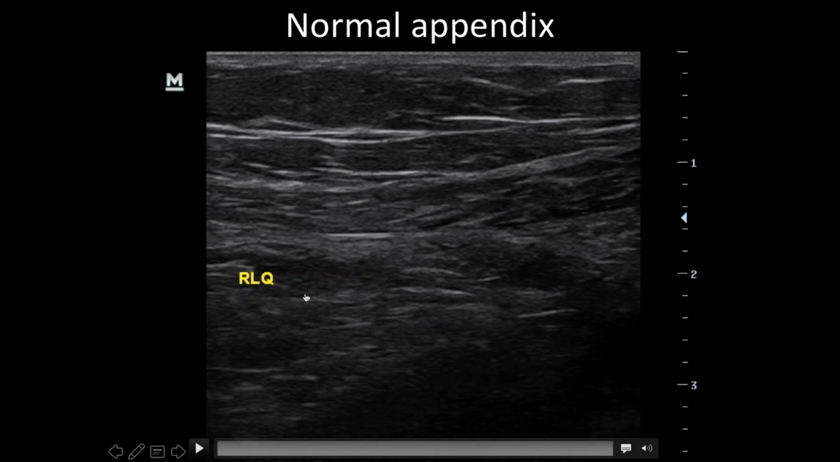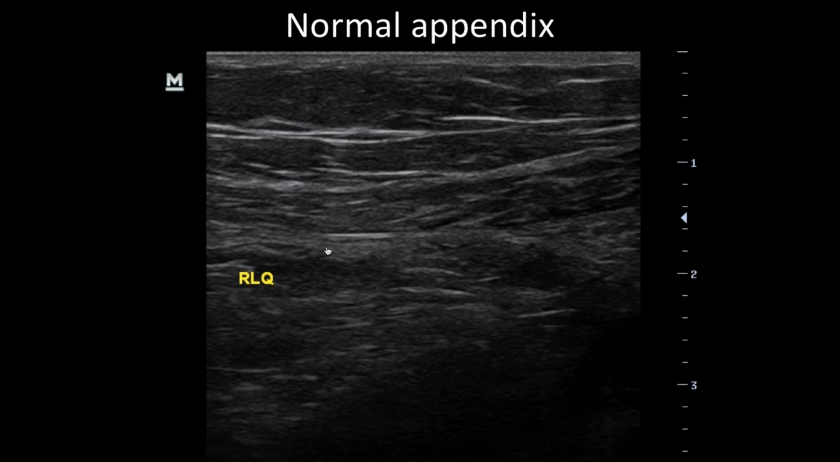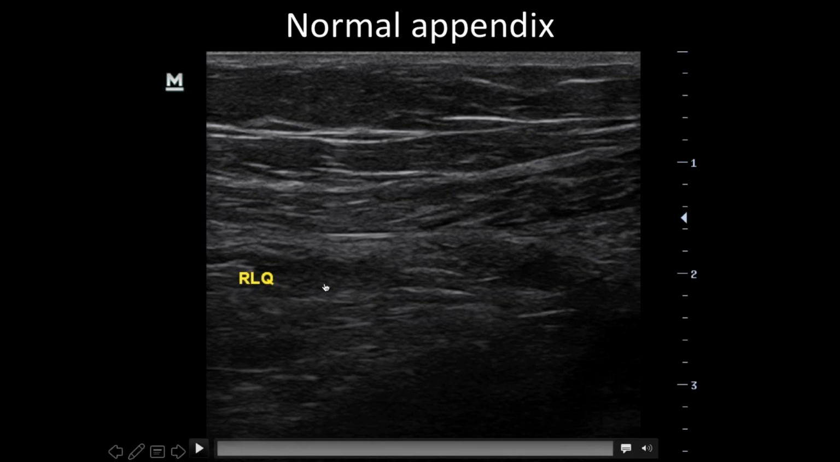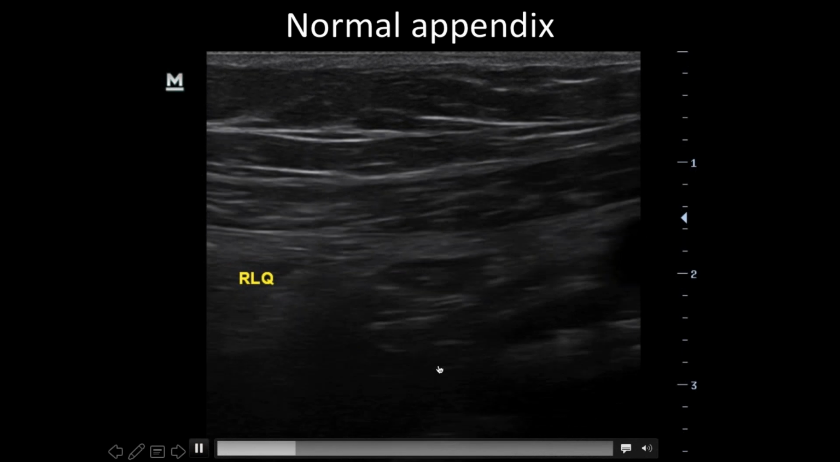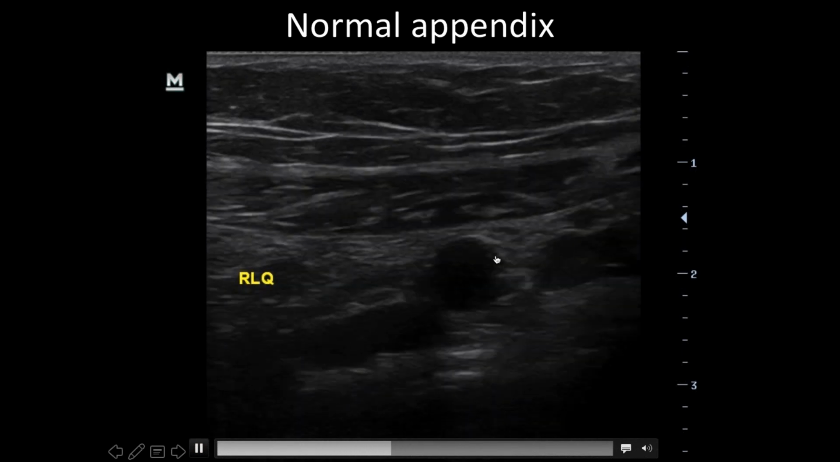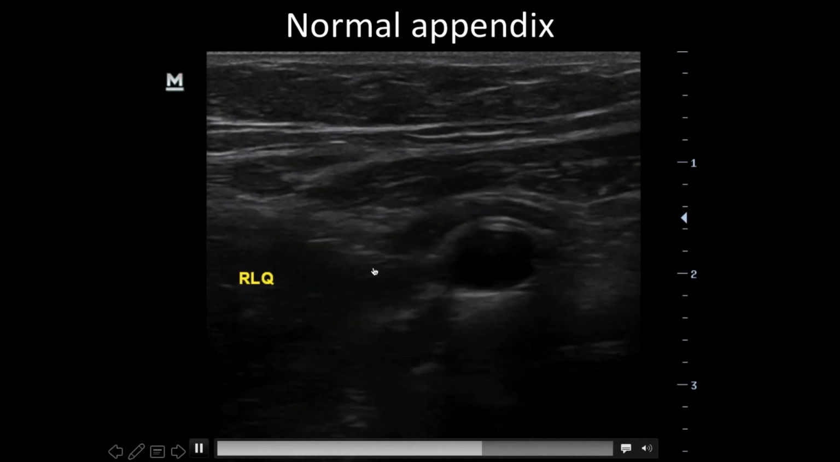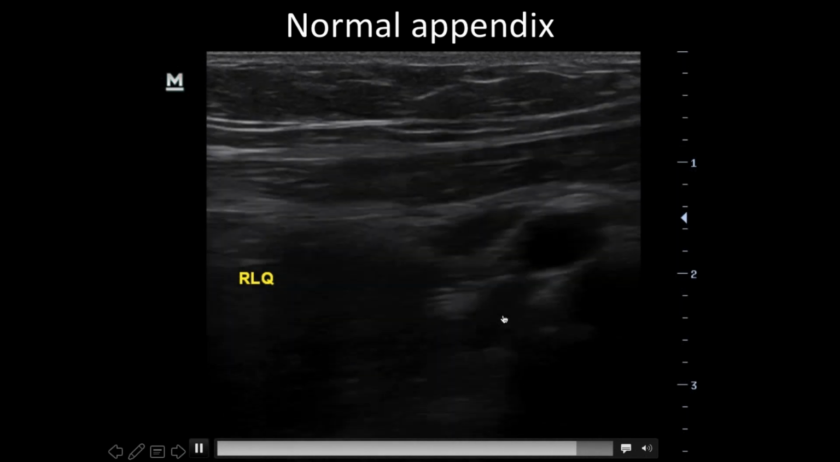So first up, normal appendix, and we're going to do the standard criteria where we're going to do the long axis, the short axis, and then we're going to do measurements and compression. I'm going to play this ultrasound clip, and you're going to see the iliac vessel on this side, and the psoas muscle on the left hand side of the screen. I want you to pay attention to this thing over here and see how it kind of goes over the iliac vessel.